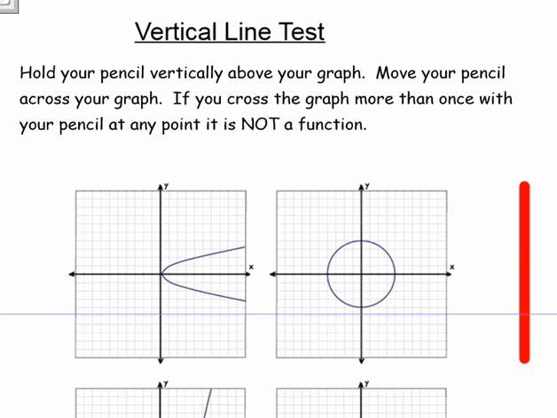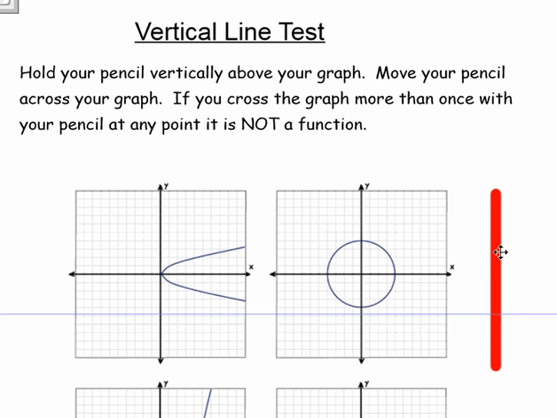So we want to just hold our pencil, and once again we have this red pencil. You can use your own pencil at home. We're going to hold it vertically and we're going to move it across our graph. All right, so the idea is if we cross the graph more than once with our pencil at any point, then it is not a function.